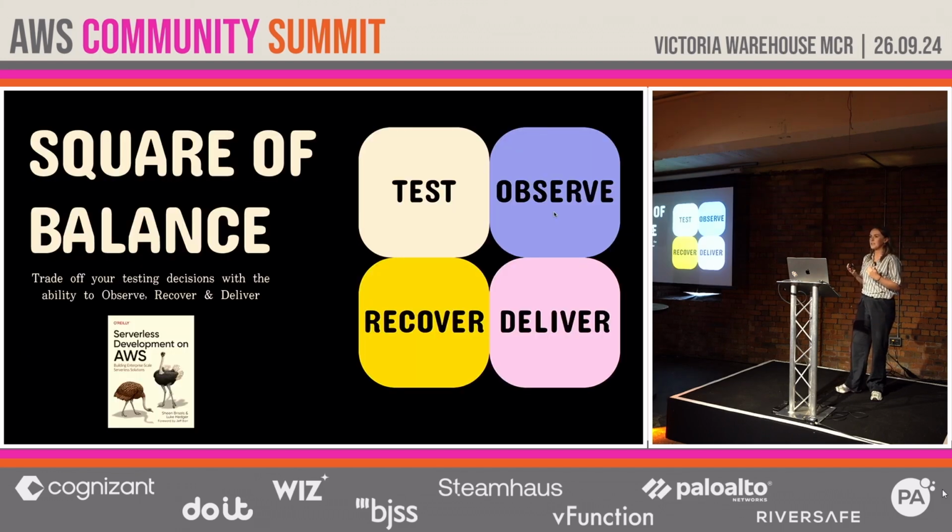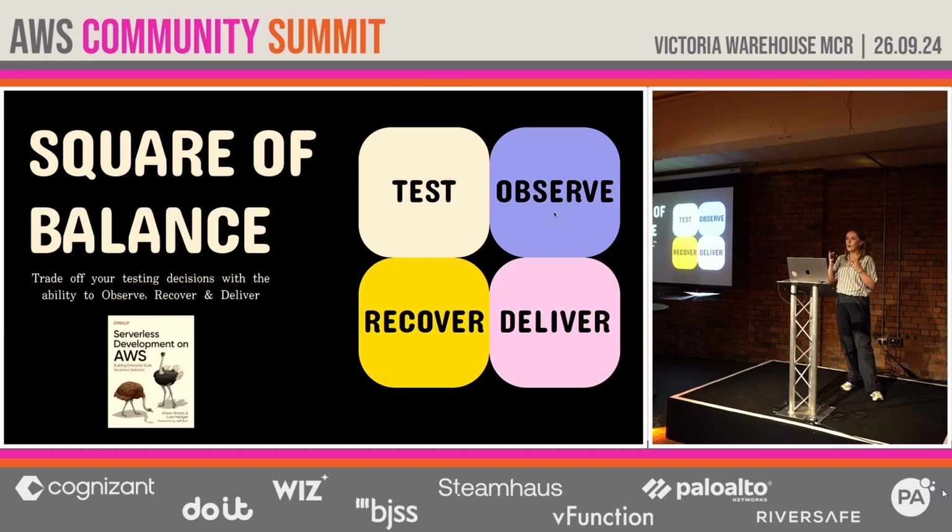This brings us on to the concept of the square of balance, which you might have seen in Sheen's talk earlier. He's introduced us to his book, Serverless Development on AWS. And this concept of the square of balance is introduced there by my colleague, Luke Hedger, who also wrote the book with Sheen, and I work with closely now.